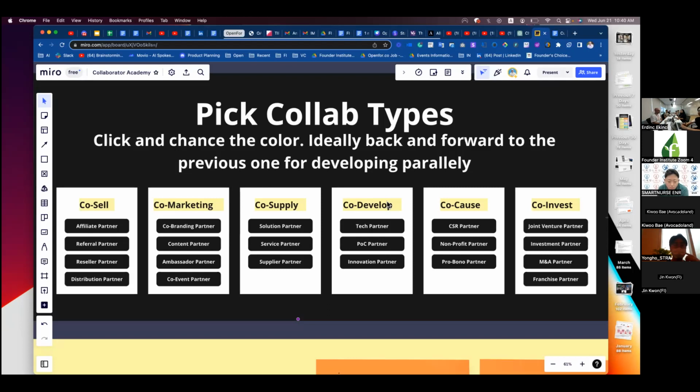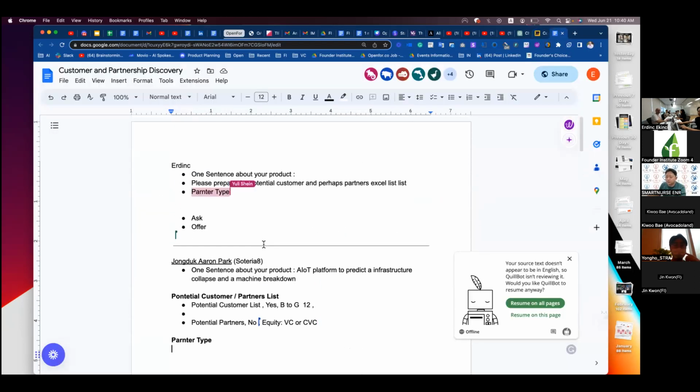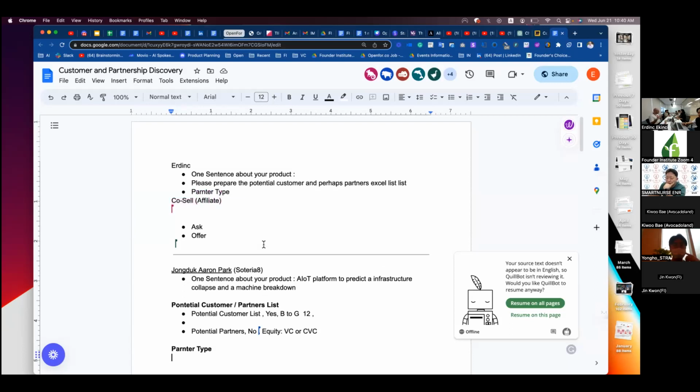Edith, can you go to your slide one? So I want you to type the partner type, which is in here. For example, I have co-sell, like I can do affiliate like that. I want you to ideate by yourself. I know it's just the beginning and requires a lot of iterations. For co-sell, you can come up with 5 different programs. Co-marketing is going to be your first simple partner and program.